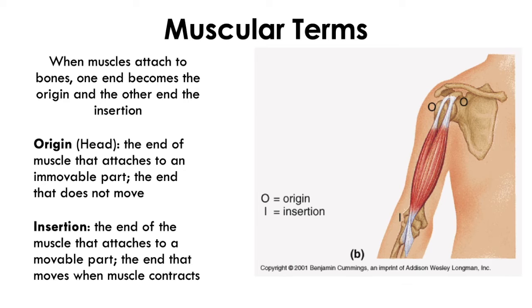Now another name for the origin is the head, and the head or origin is basically where the muscle attaches to an immovable part. That's the part that's not going to be moving. And so what we have is the insertion. That's the part of the muscle, you can see the lower portion here, that's attaching to the forearm bones, the radius and ulna. So when you contract, it's not the scapula that gets brought down, but it's the radius and ulna that get brought up, and you bring your arm or your hand to your chest or head.